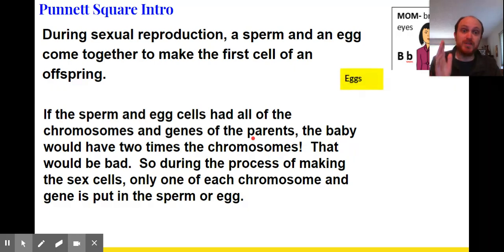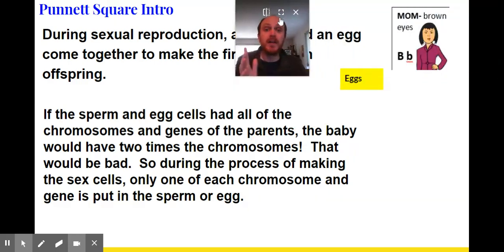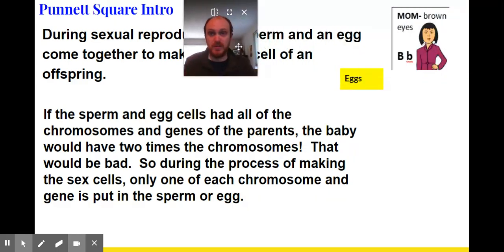Instead, each sperm and egg only have one version of each gene, of each chromosome. Remember, the chromosomes are pieces of the gene. So, sorry, that's not true. The genes are pieces of the chromosomes. So the big molecules are the chromosomes. You get 23 from mom and 23 from dad. And that big molecule is like a book. And in that book are a whole bunch of little genes.